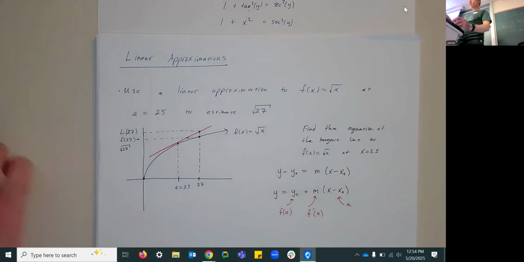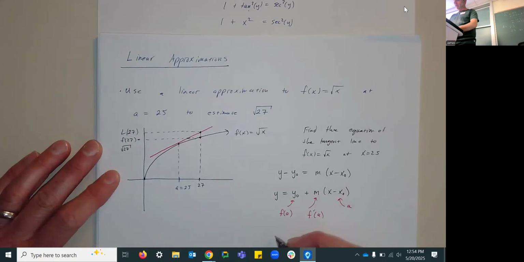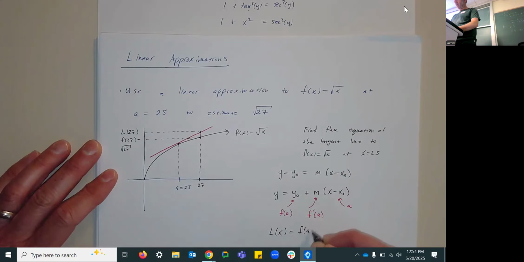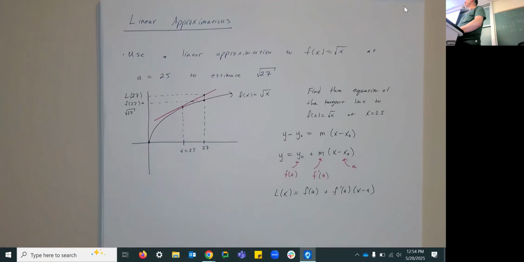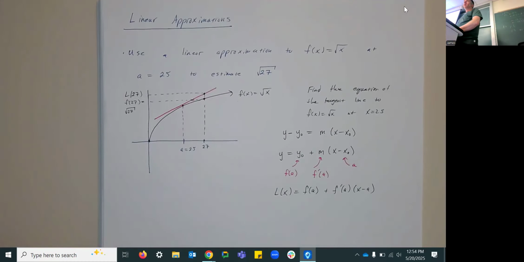And we're going to use for our slope the derivative f prime of a. So the way we usually write this linearization of our function at the point, which again, linearization just means the equation of the tangent line, we often rewrite this as L of x equal to f of a plus f prime of a times x minus a. That is the typical notation for this. But then we can find all the things. So let's find all the things.